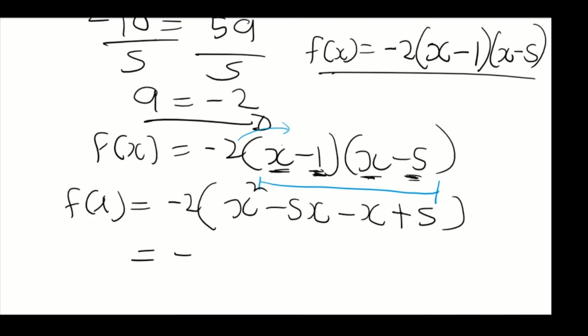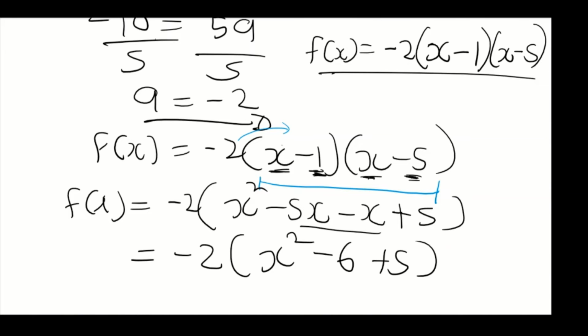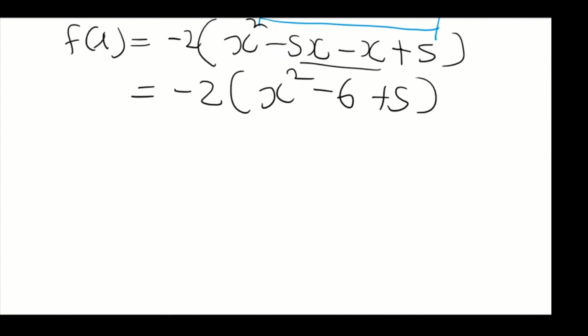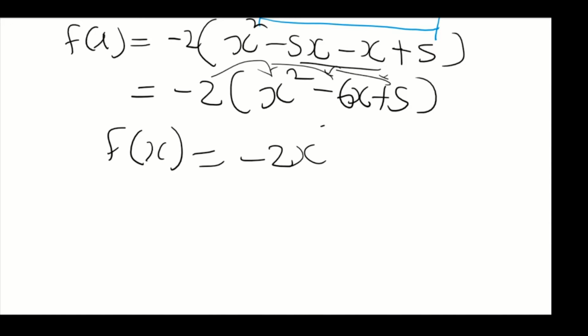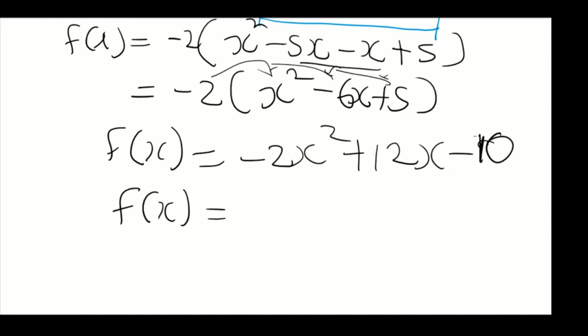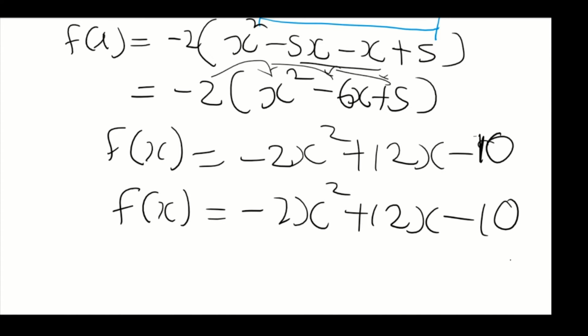Then equals minus 2 into x squared, we add the like terms, so it's minus 6x plus 5. And then our f of x, this minus 2 will multiply everything that is inside, so it's going to be minus 2x squared plus 12x minus 10. Right, so our f of x for this graph is minus 2x squared plus 12x minus 10. So this is our equation of f of x.